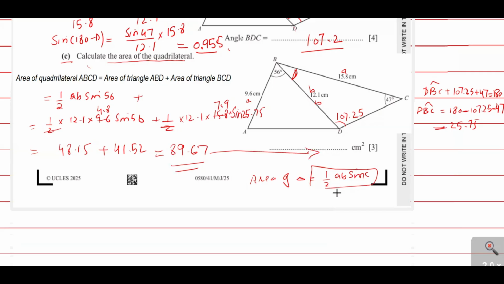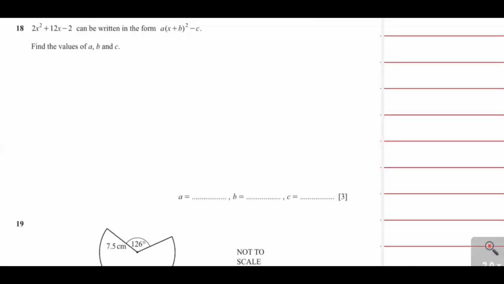This is the answer. Question number 18. 2x squared plus 12x minus 2 can be written in the form a(x plus a)... into (x plus b) whole squared minus c.